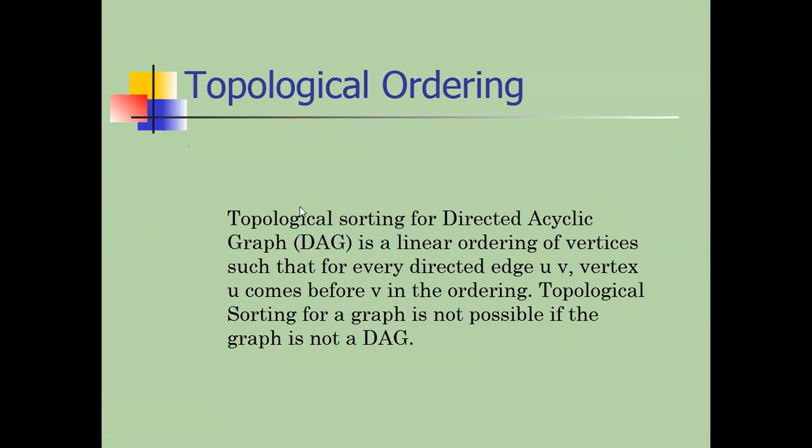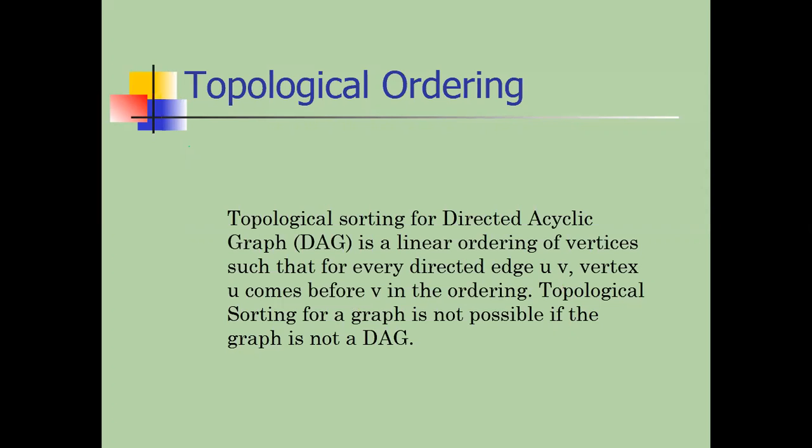Topological ordering means it's a sorting concept for a DAG, meaning a directed acyclic graph. There is no cycle formed and the direction is given. It is a linear ordering of vertices such that for every edge UV, vertex U comes before V in the ordering. So the order should be maintained, and that's why it is called topological sorting. It is not possible if the graph is not a DAG.